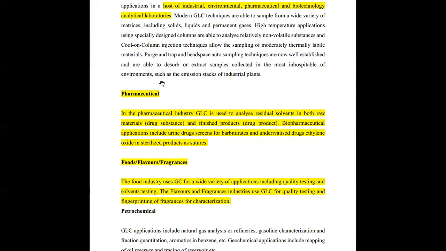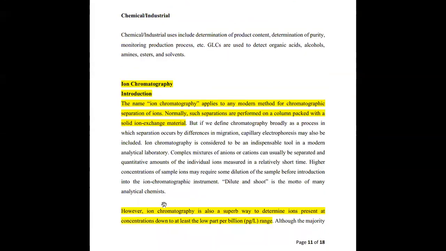Then the other one is food flavors and fragrances. It's more or less like the food producing industry. You have to make sure that the food that we produce is up to the highest standard. That's one way in which we use that. Of course, even in analytical industries, we've been using most of these. And then the other one is petrochemical and all that. So that's it about gas liquid chromatography.